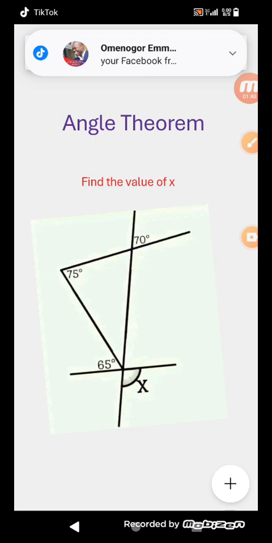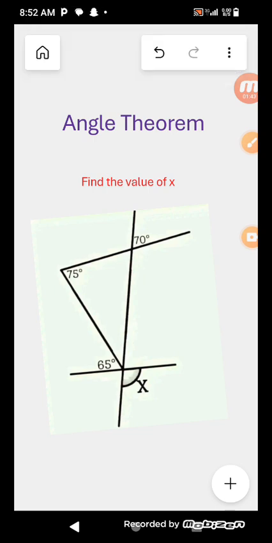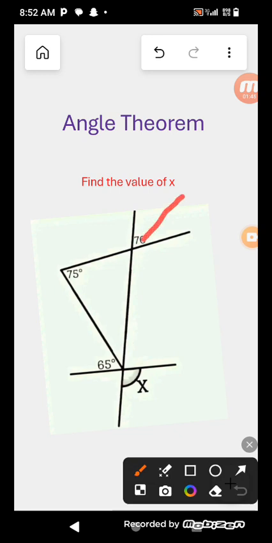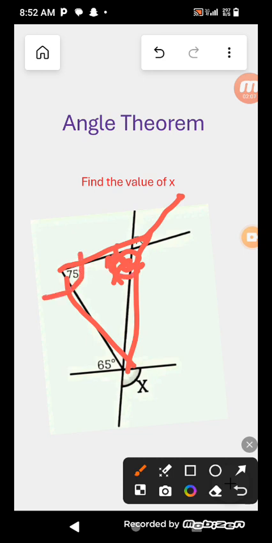So what does that mean? It simply means that as we have 70 here, automatically this angle will be the same as 70 because vertically opposite angles are equal. So I'm going to have 70 here. And if I have 70 there, now look at this triangle. It means that I have 75 here, 70 here, so I'm looking for the one that will be here.